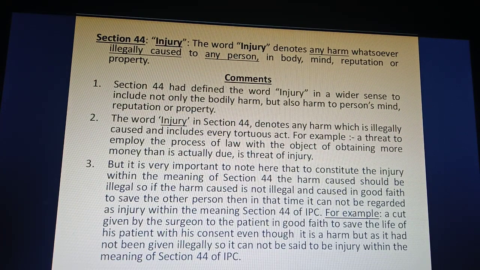Section 44 describes the meaning of injury. What is the meaning of injury? Injury means any type of harm which is caused illegally to any person, whether that injury may be of the body, mind, reputation or property. Now let us read the bare language of section 44. Injury: the word injury denotes any harm whatsoever illegally caused to any person in body, mind, reputation or property.